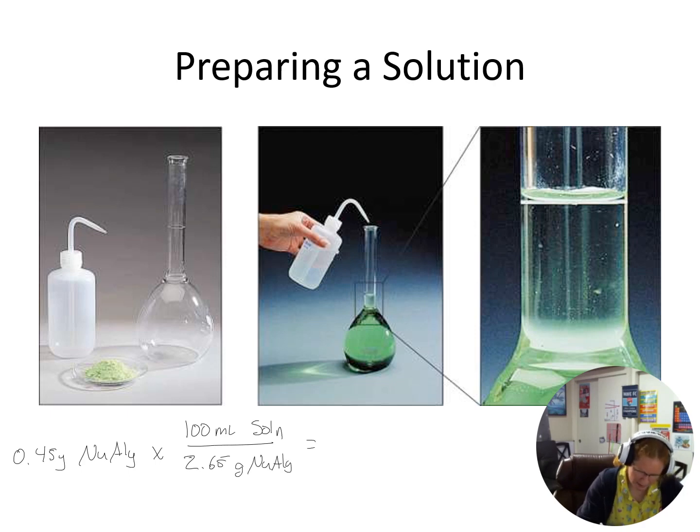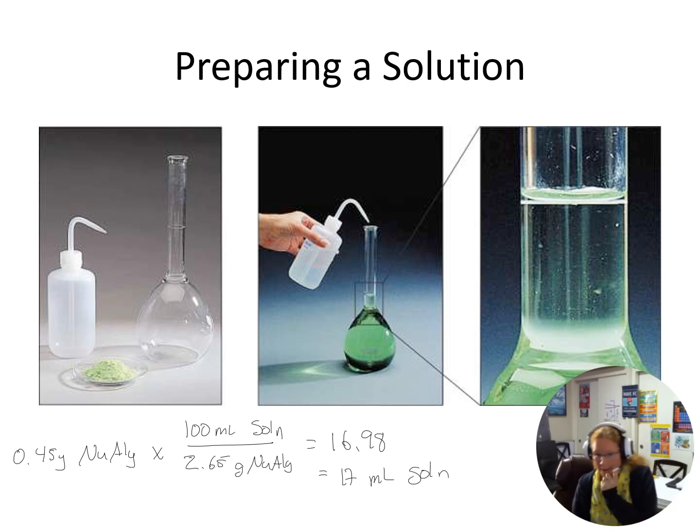And so we would need 16.98. We have 2 sig figs, so I'd need 17 mils of solution. Okay. All right, now, when I prepare a solution, again, we weigh it out. We put it into whatever container we're using. We dissolve it. And then once it's dissolved, we fill it to the line. This is what we do, especially when we're making solutions of a particular molarity.